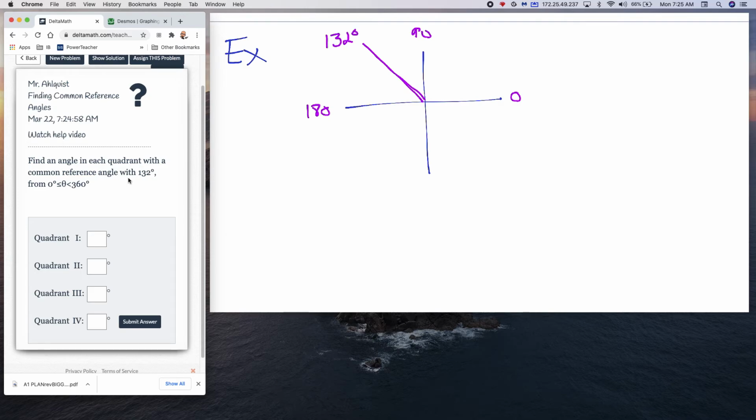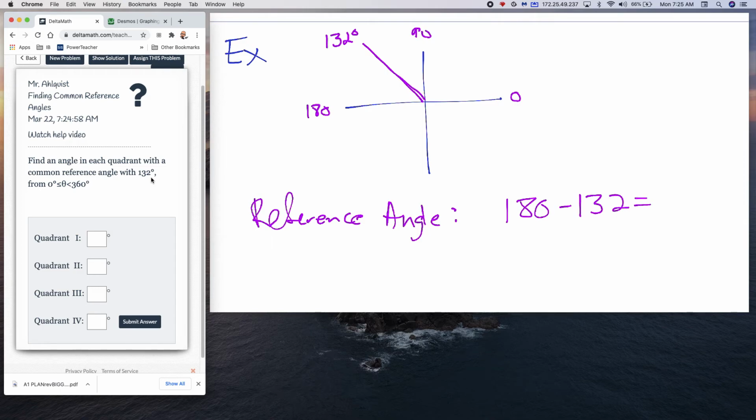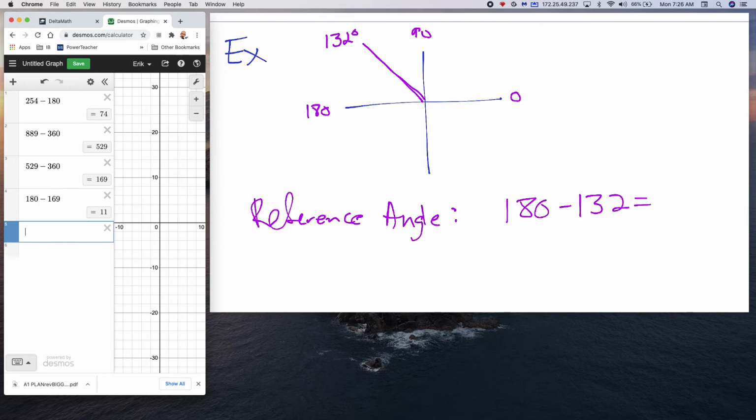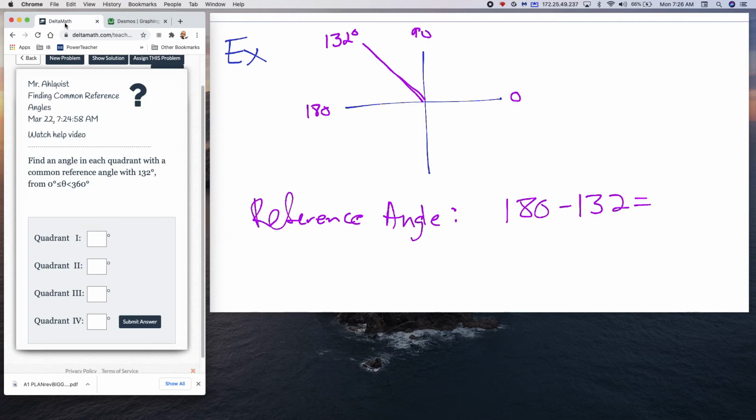So if we wanted to find the reference angle, we would take 180, subtract 132, and we get a reference angle. So if I go back to here, I do 180 minus 132, we get a reference angle of 48. So we got a reference angle of 48. So we know that this angle right here is 48.